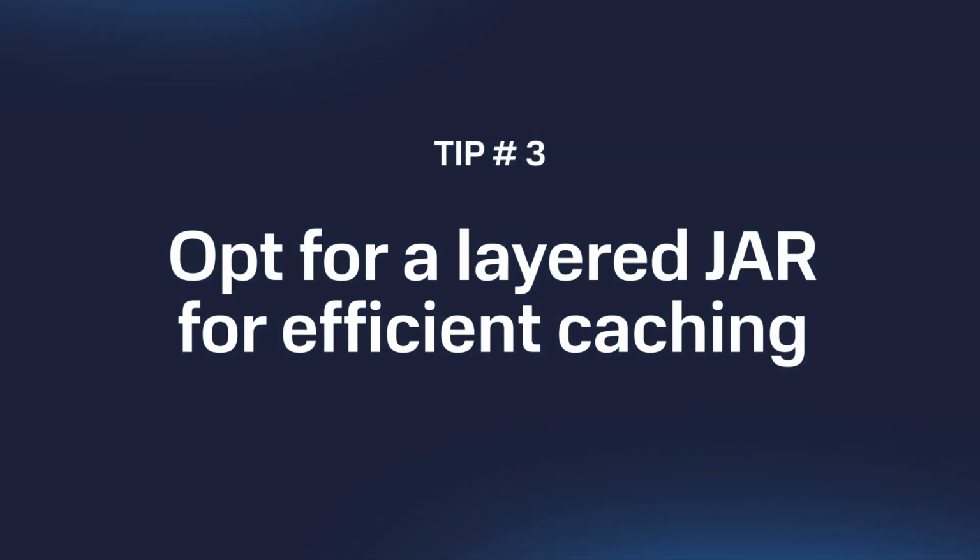Tip number 3. Opt for a layered jar for efficient caching. A traditional way of building Spring Boot container images is to use a fat jar. A fat jar contains the application with all of its dependencies. But each time we change the application, we need to build a new artifact. Plus, pulling the container images of the application with all of its dependencies may take time.